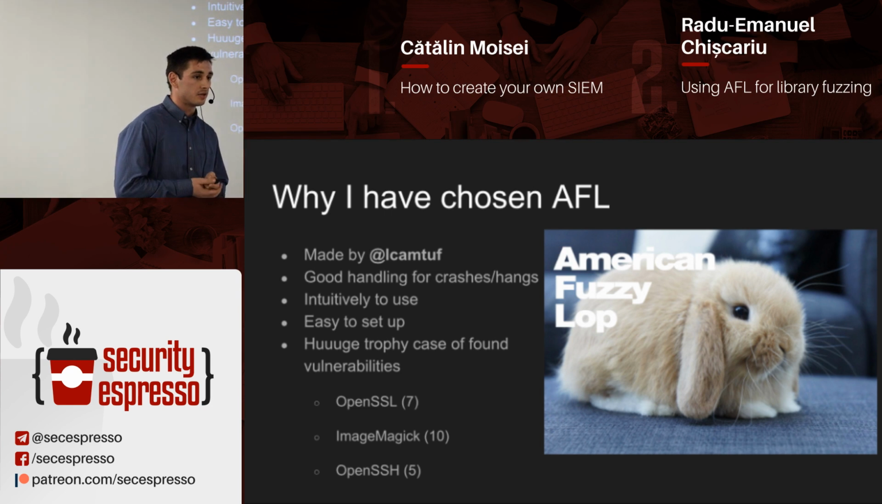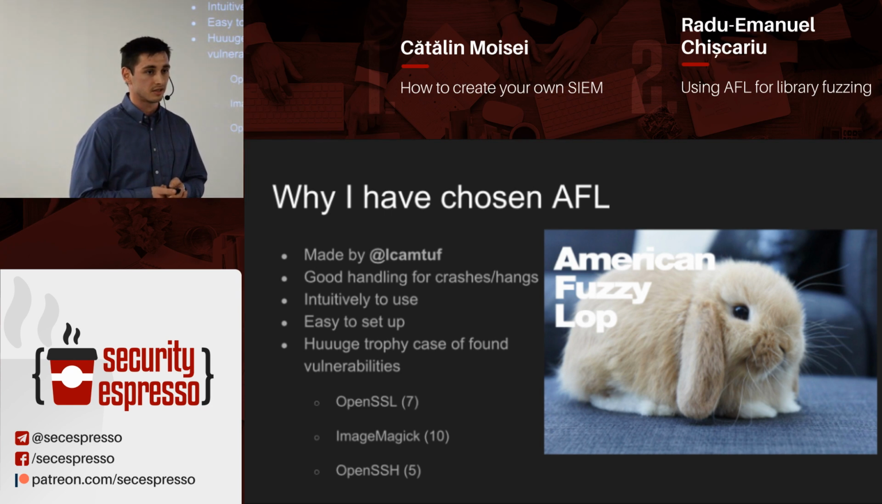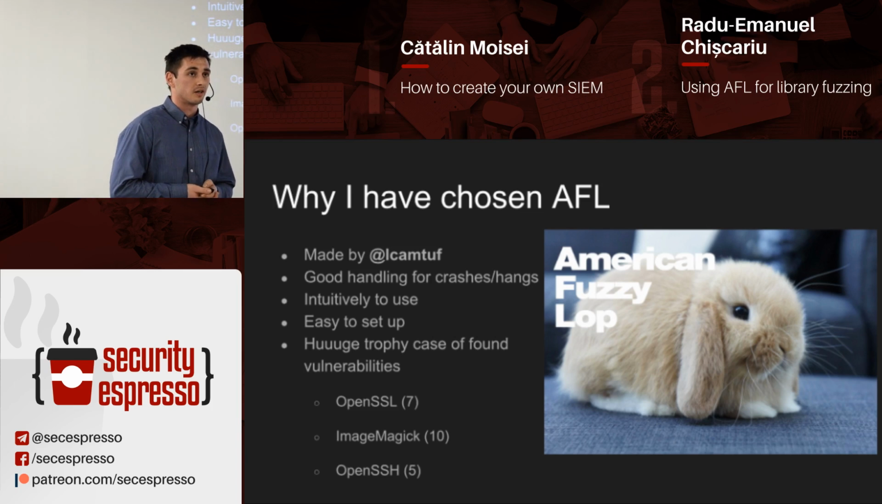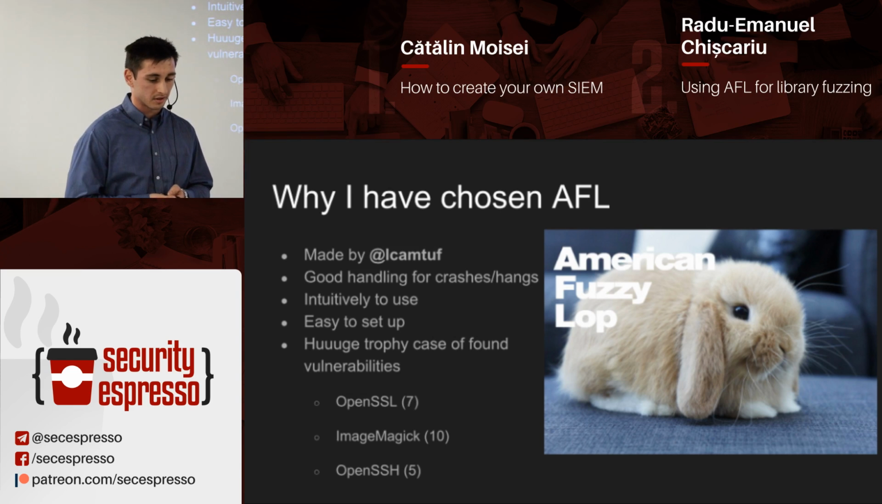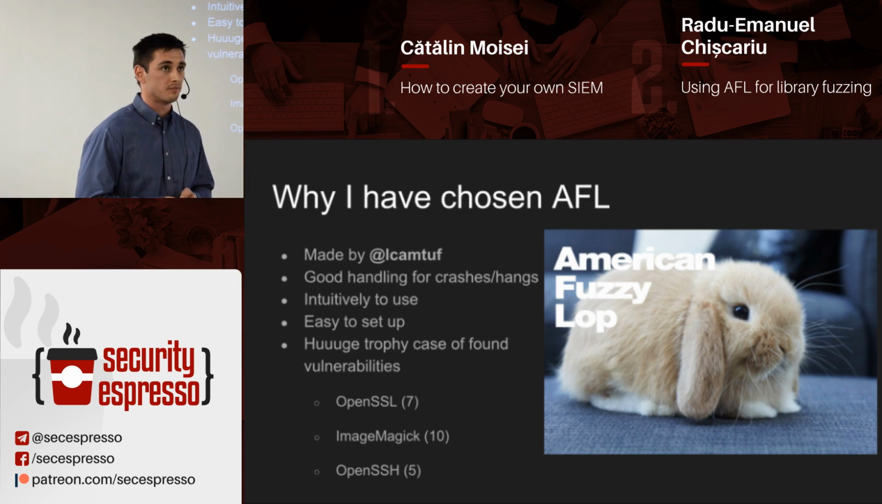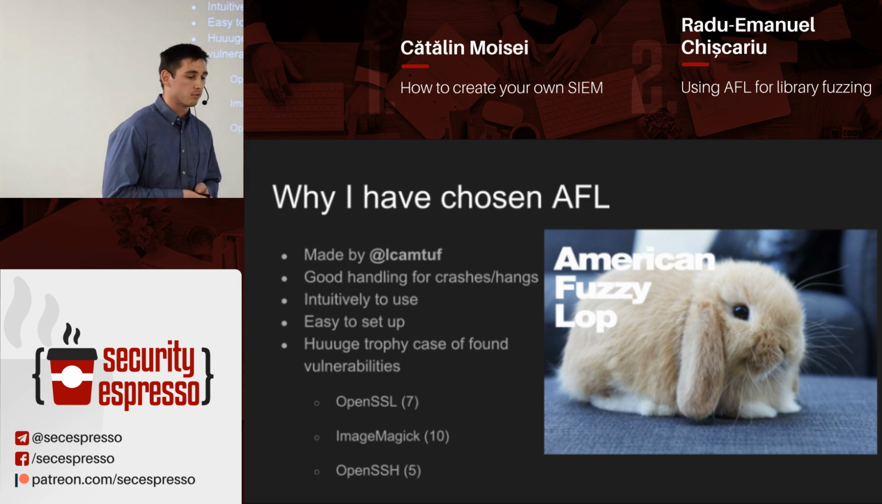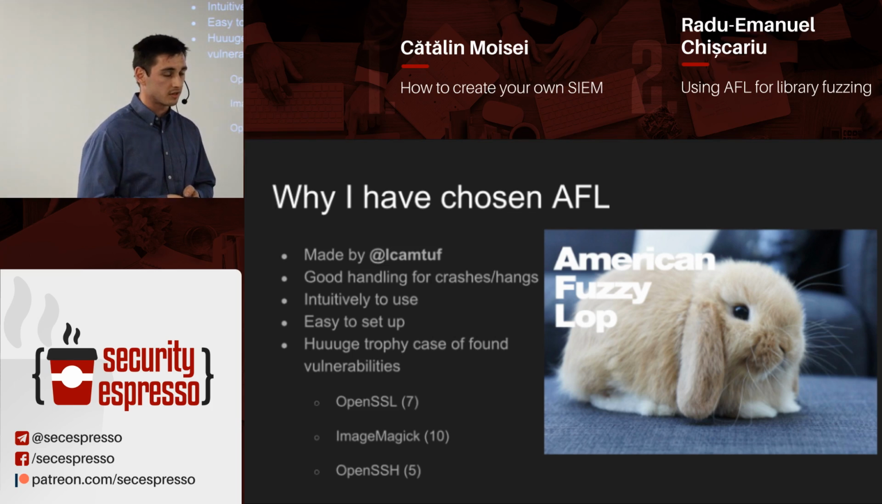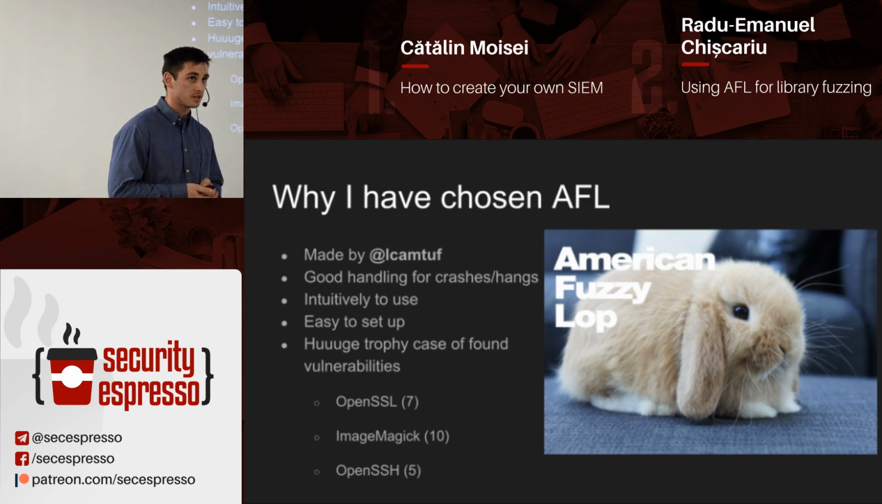So as we saw earlier, there are a lot of fuzzers, and I've chosen to conduct my investigation using American Fuzzy Lop, which, except for being a rabbit breed, is a fuzzer developed by Michael Zalewski, a Google security researcher. He came up with this amazing tool that employs genetic algorithms in order to do fuzzing, so it's genetic based pretty much.